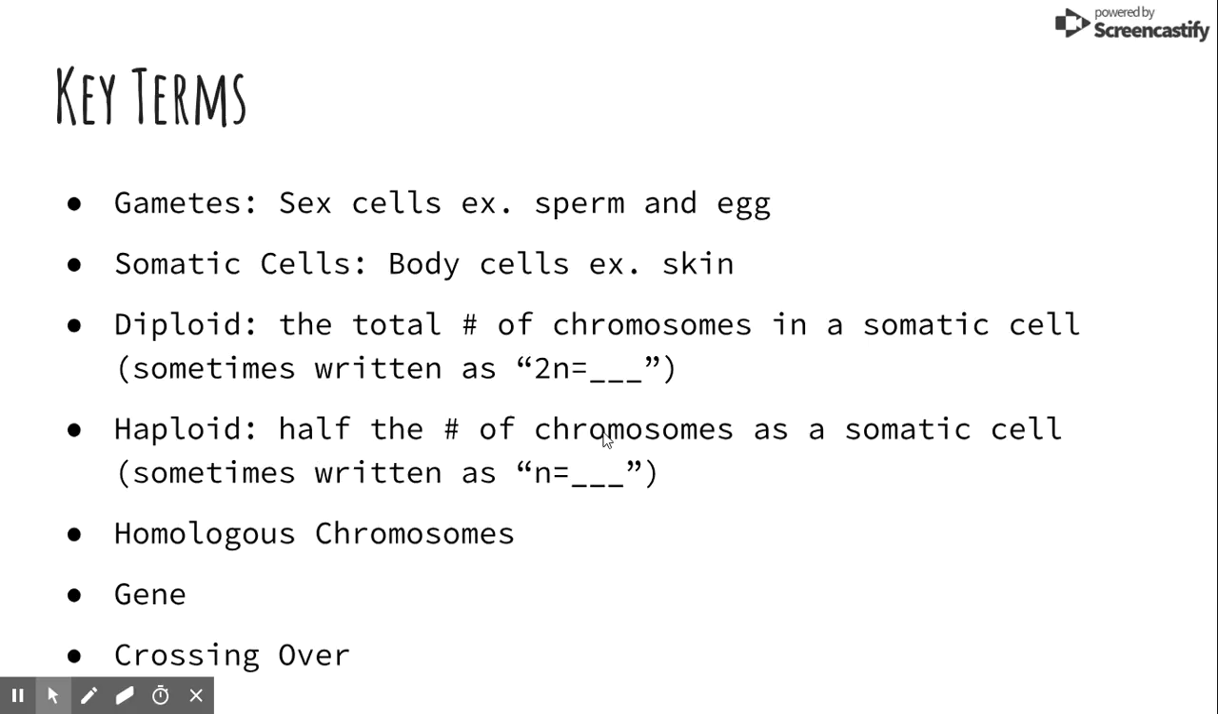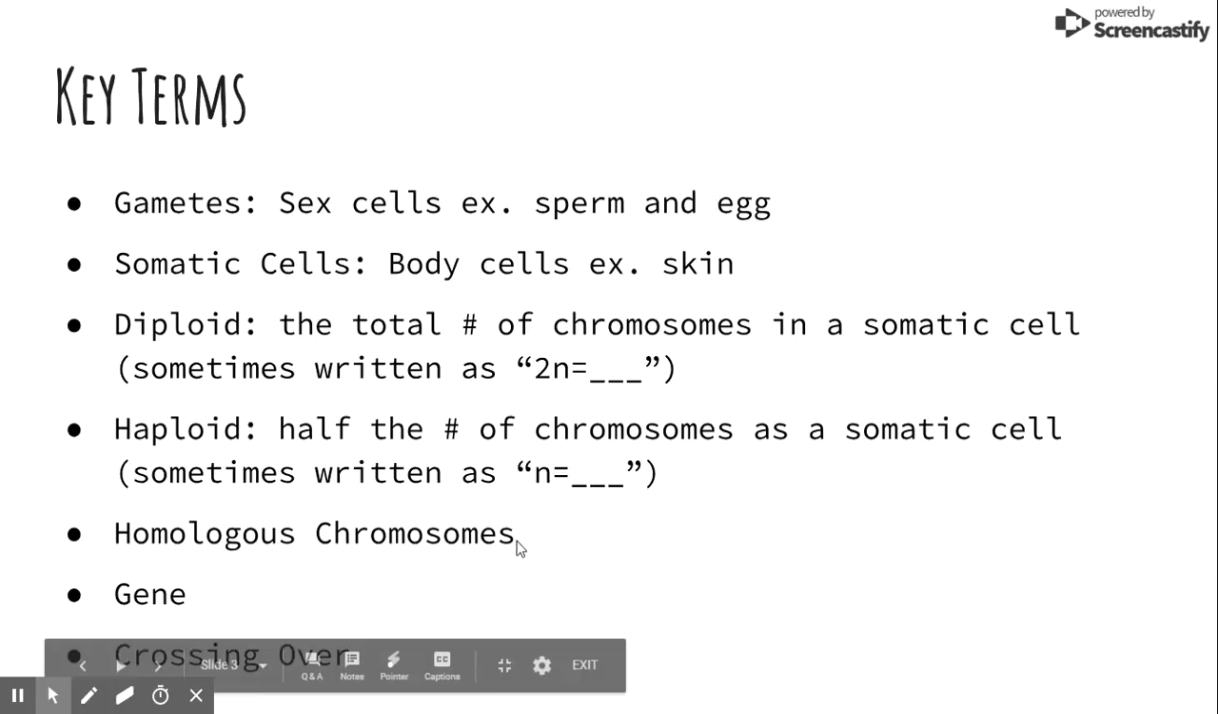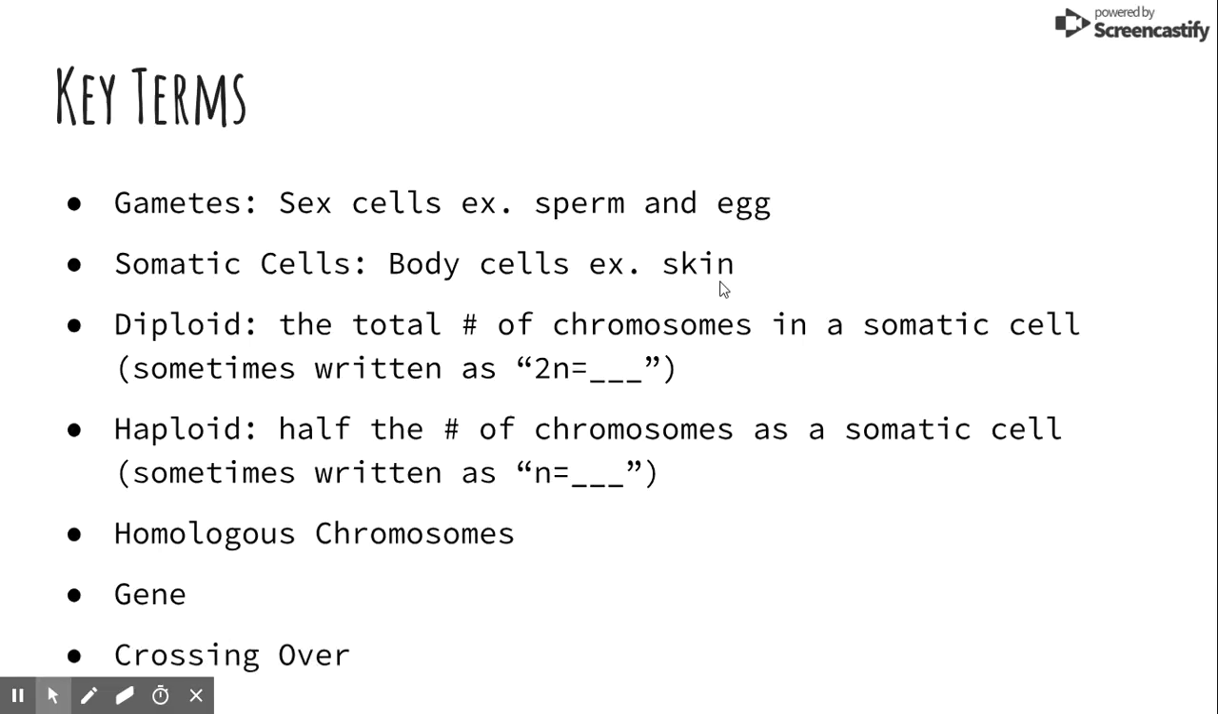Haploid is where we only have half of the number of chromosomes found in a somatic cell. So in humans, we have 46 total chromosomes. Haploid means we only have 23 found in that cell. So we have half the number of chromosomes. Homologous chromosomes are those pairs we're going to talk about here in a second. And then we have genes, which is a sequence of DNA. And then crossing over, which is our last term here, is a special process that occurs in meiosis, which I'm going to talk about a little bit later.